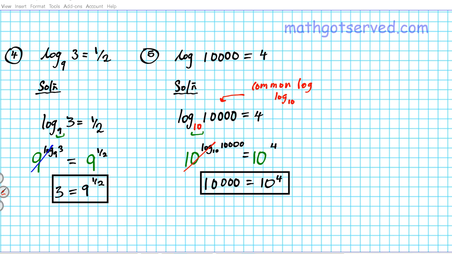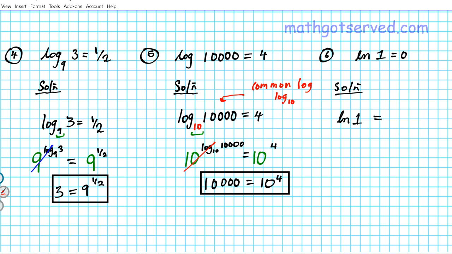All right, let's take a look at another one similar to this but slightly different. Number 6. Let's say we have the natural logarithm of 1 is equal to 0. Now, what is the equivalent exponential form for this logarithmic equation? All right, let's do it. So the solution is as follows. We have natural log of 1 is equal to 0.